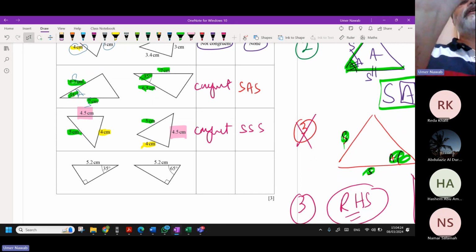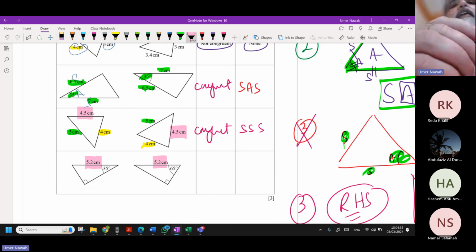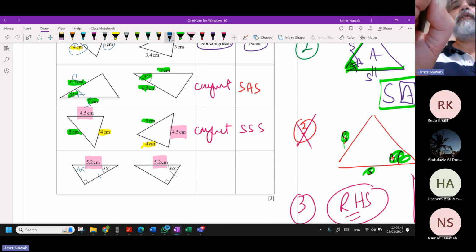Now the next is, let's look at the RHS property. Check it out. Do we have the RHS property possible? Maybe you will say, Mr. Omar, yes. No, the hypotenuse is the same, but he didn't say that one of the shorter sides is equal. Did you see that? This is 35. I know this is 65, but he should have told us one of the sides is equal. So they are not congruent.